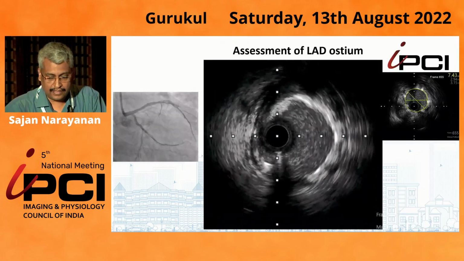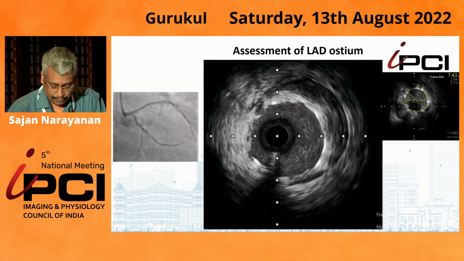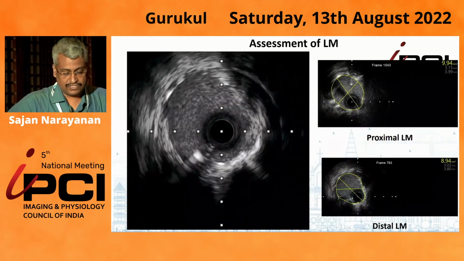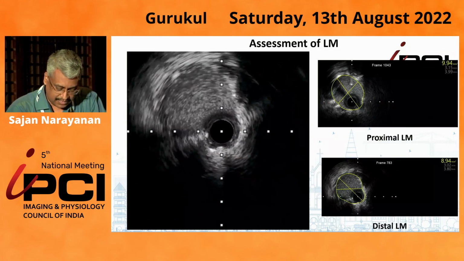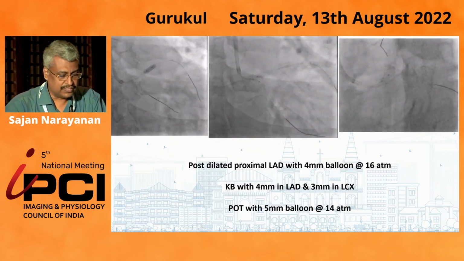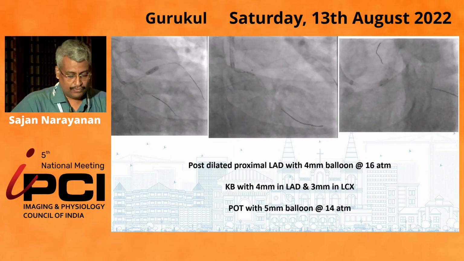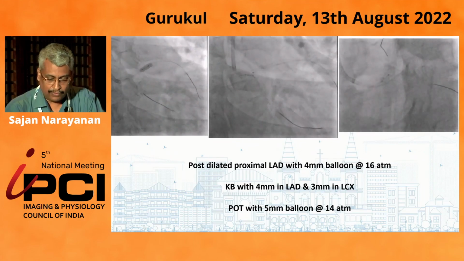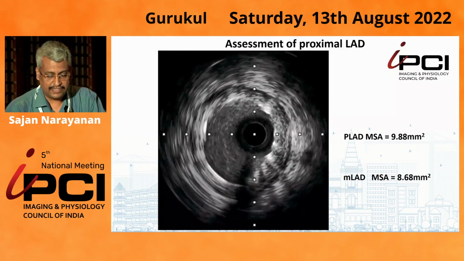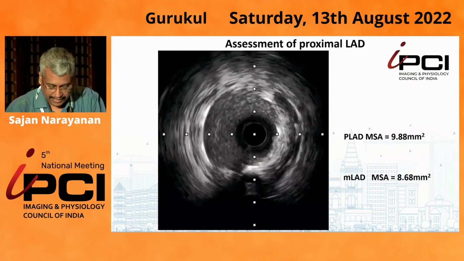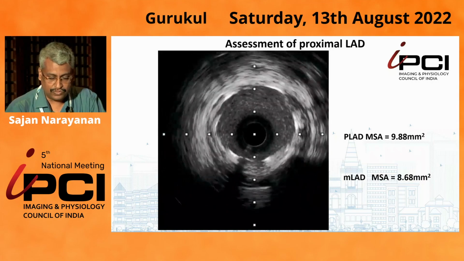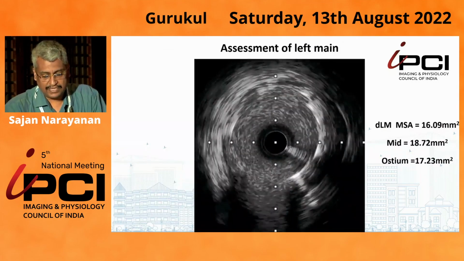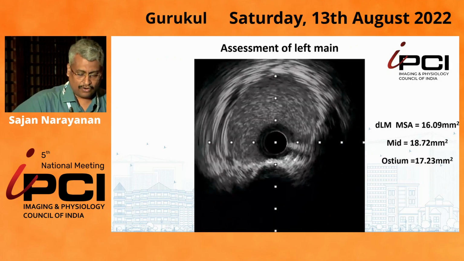And the ostium of the LAD had 7.43, and in the distal left main and proximal left main the minimal stent area was not according to the recommended standards. So we post-dilated the proximal LAD with a 4 mm balloon, kissing balloon with 4 and 3 mm balloons, and then POT with a 5 mm balloon at the left main. Then we achieved a minimal stent area of 8.7 in mid and 9.9 in proximal. Ostium was 9.7, and we could achieve a minimal stent area of more than 10 mm squared at all sites in the left main.